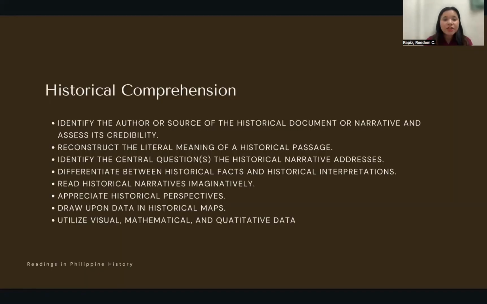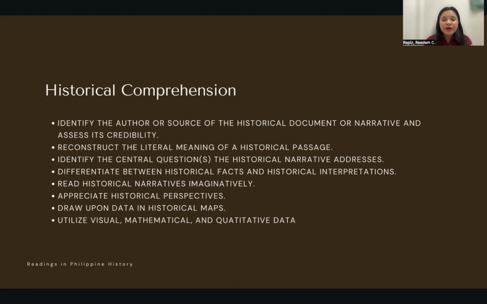Next is historical comprehension. This involves the student's capacity to read and comprehend the past within its appropriate context. Students shall be able to identify the individuals involved in the event, pinpoint its location, analyze the contributing factors, and understand the consequences that ensued. Identify the author or source of the historical document or narrative and assess its credibility. Determine who wrote the document or created the narrative.